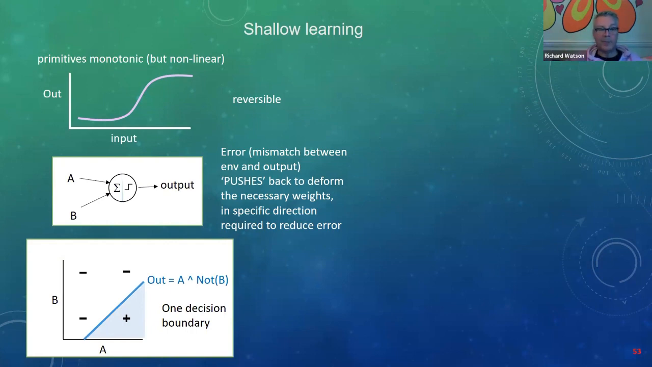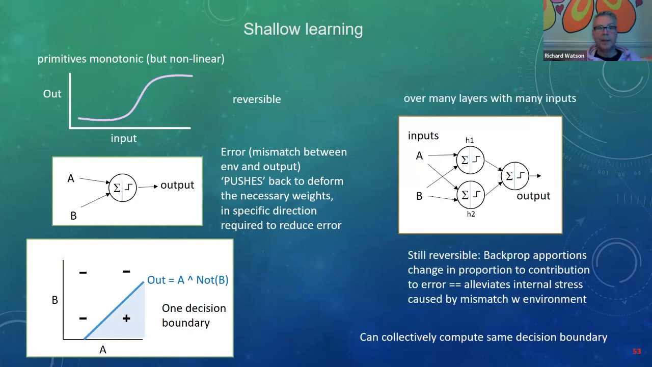And that's what the perceptron algorithm does. Now, if you have a pylon built with many layers, a deep network, you can still do that. It's still reversible. The backpropagation algorithm apportions change into the weights of the network in proportion to their contribution to the error. The one that was pushing the hardest in the wrong direction is the one that gets pushed back the hardest, the one that needs to deform the most.